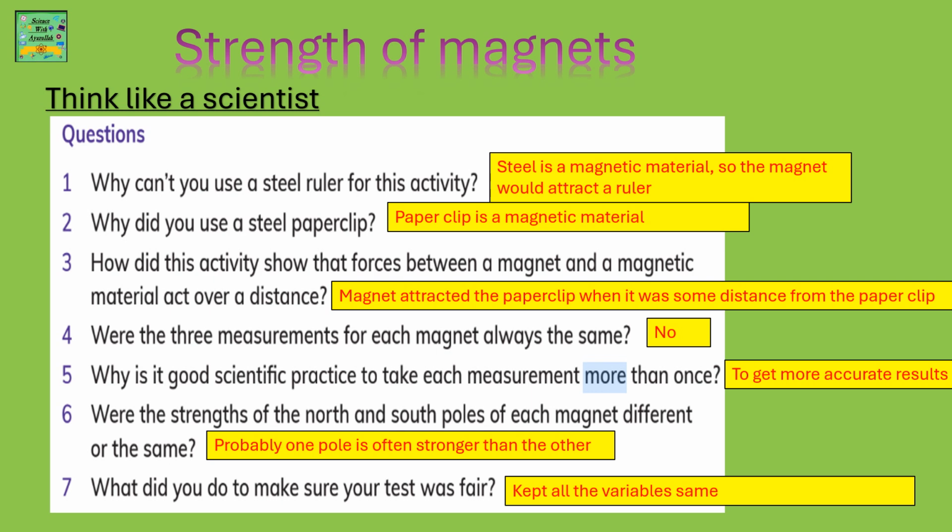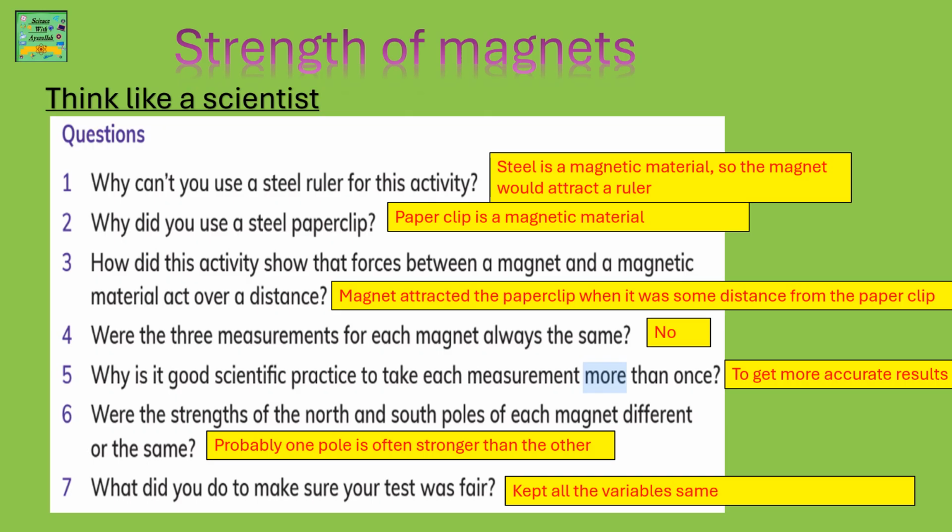Magnet attracted the paper clip when it was just some distance apart from the paper clip. When it was away, it didn't attract the paper clip. Were the three measurements of each magnet always the same? No, they weren't the same. Why is it a good scientific practice to take each measurement more than once to get more accurate results?